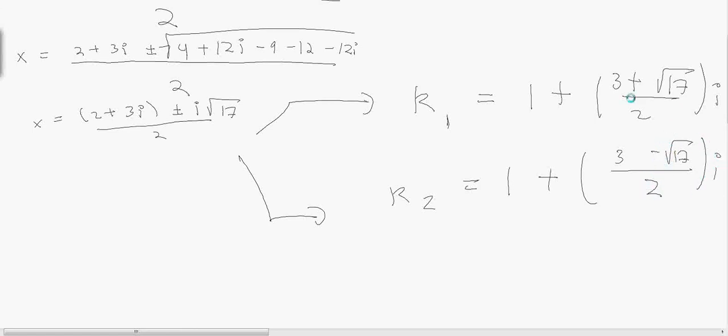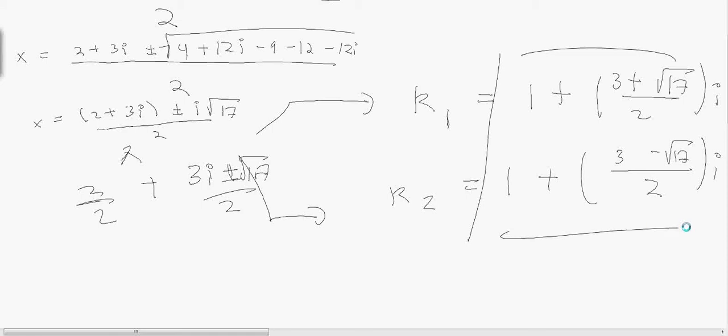times i. And now what I did here, essentially, I just did 2 over 2 equals 1 plus (3 plus minus i rad 17) over 2. So I just essentially did that, which is just equal to that. So your two roots would be that, and that would be your answer.